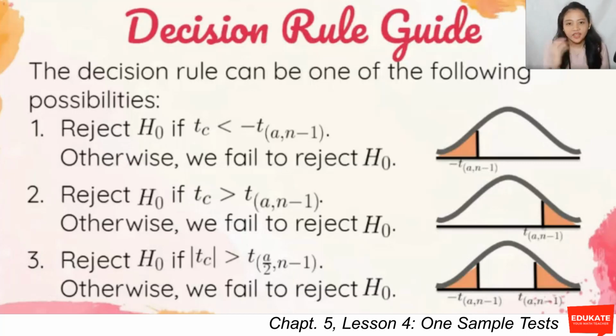Third one, reject the null hypothesis if the absolute value of the computed test statistic is greater than the positive tabular value. Keep in mind that if you're going to use 2 tails, you need to divide first your alpha. So, hanapin mo yung tabular value mo sa negative and positive. Since naka-absolute value naman ang computed test statistic, you can just use your symbol greater than.